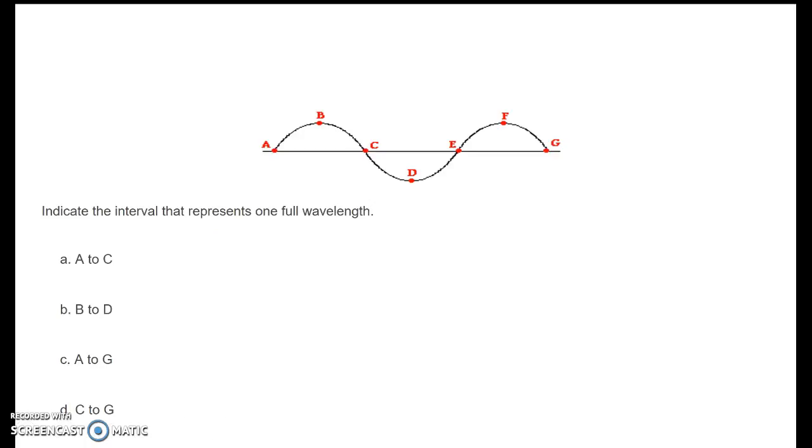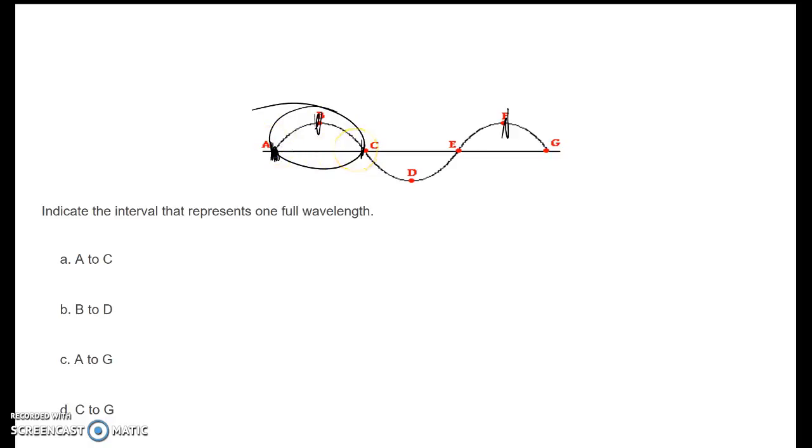What completes one full wavelength? Again, I want to do from crest to crest, so B to F, or trough to trough. All right. So let's keep looking here. So from B to F, not one of my options. Let's go A to C. A to C, no, because I only see one crest here.